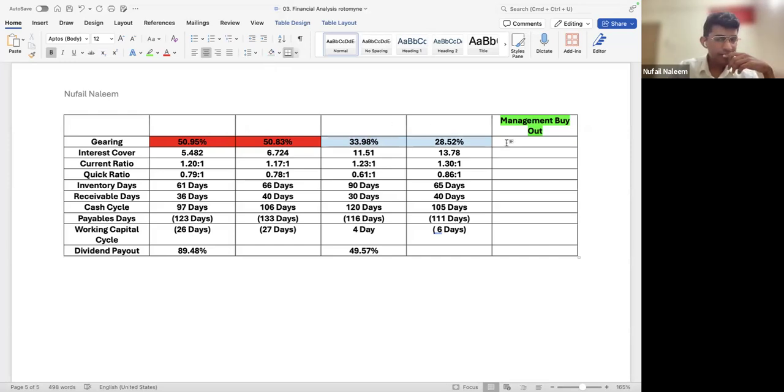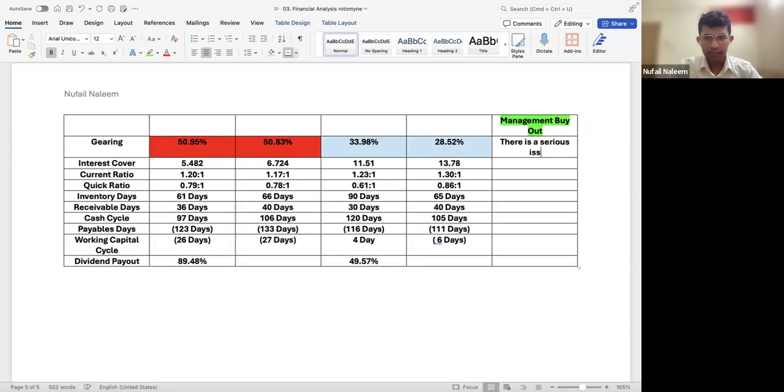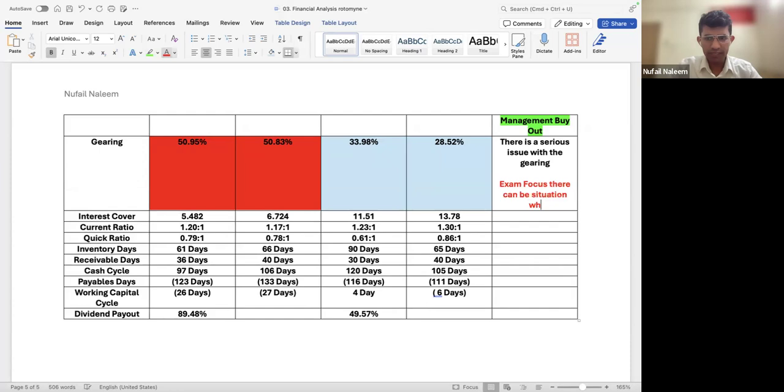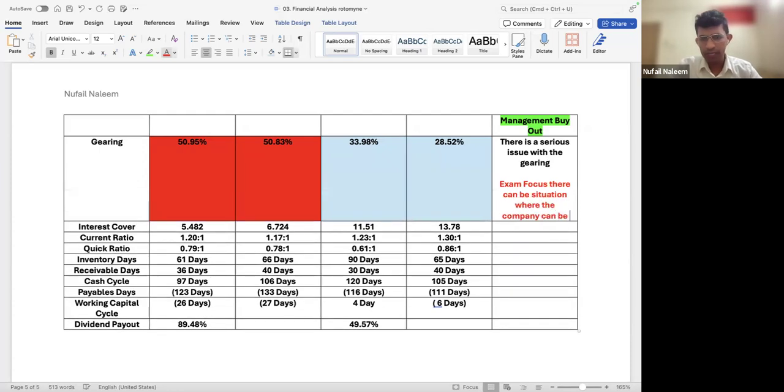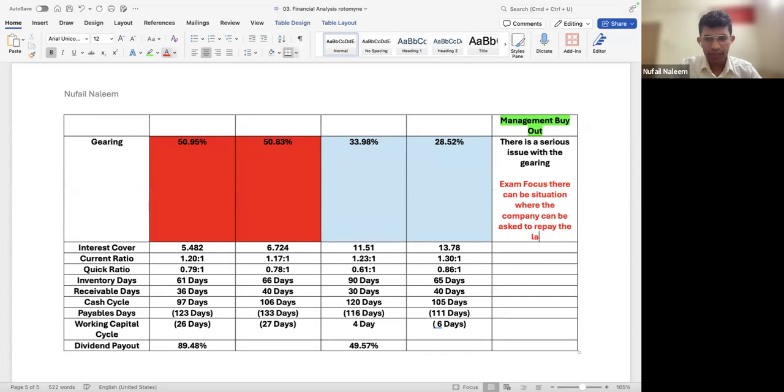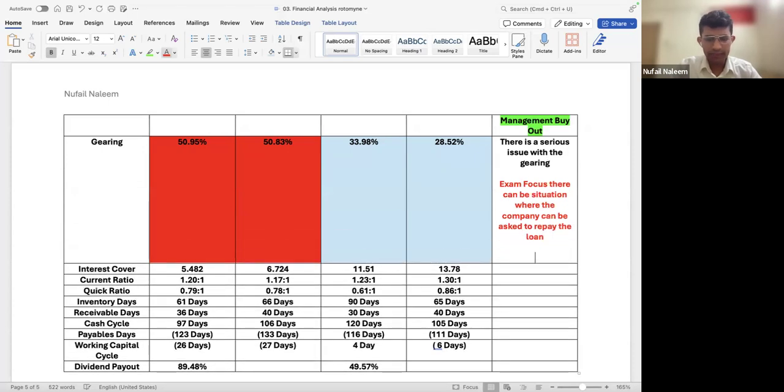So in this case, students, there will be an issue with our gearing ratio. So I'll write down here, there is a serious issue with the gearing. Can I write down exam focus so that you will get the clarity? Exam focus: there can be situations where the company can be asked to repay the loan. So students, can I write down here, negotiation is important. Negotiation skill. Students, can I quickly get a confirmation from you all in the chat box if you are getting the clarity there? Thank you very much, students.